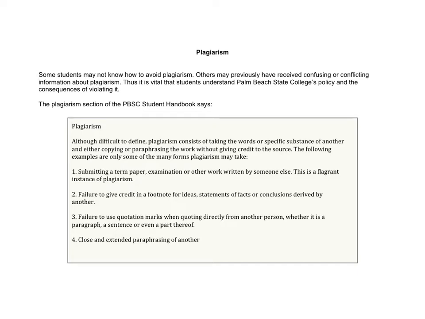So we're going to go over some things about plagiarism, but this is just the general definition from the Palm Beach State College Student Handbook. If you submit a term paper, exam, or work written by someone else, that's flagrant plagiarism. If you don't give credit for someone else's ideas that you've included in your paper, if you don't use quotation marks around someone's exact words, or if you rely on another person's ideas and don't cite them, you're plagiarizing.